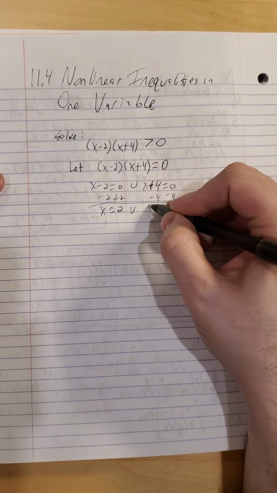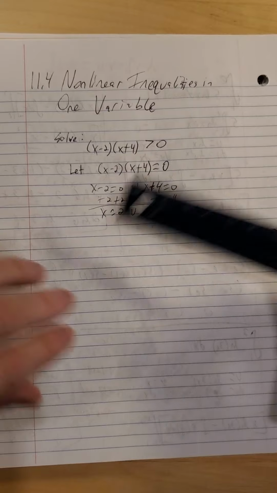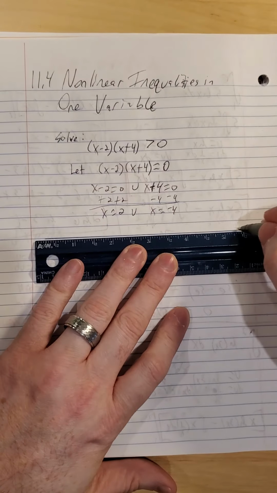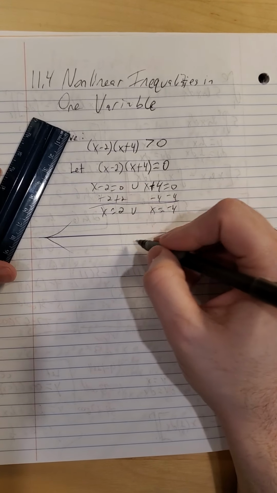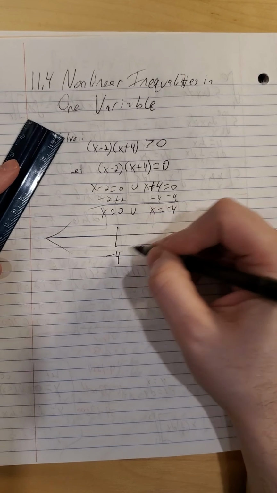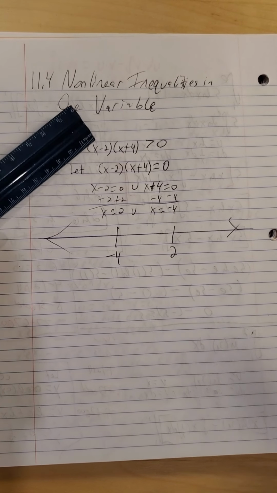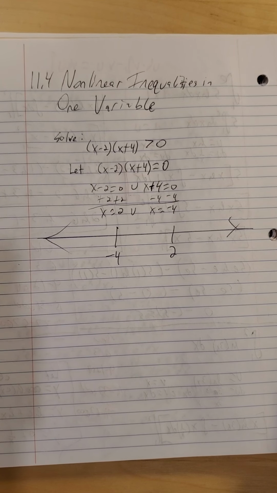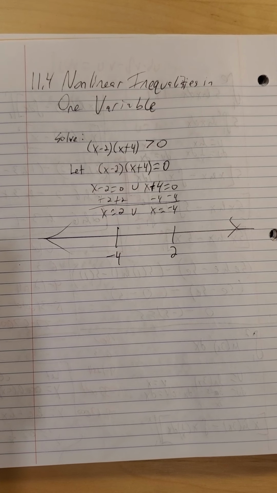So x is 2 or x is negative 4. Those are the two critical numbers that are going to have us cutting up the real number line. Make sure you have the lower number on the left, of course. Occasionally, I do see students rushing and having them switched around. So as you can see, these two critical numbers have broken the number line into 3 sections.